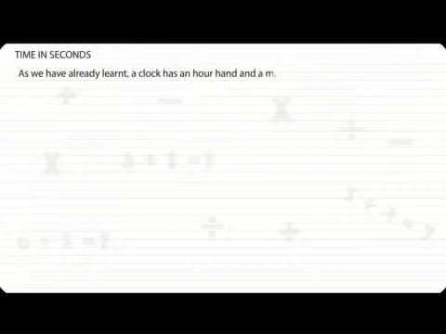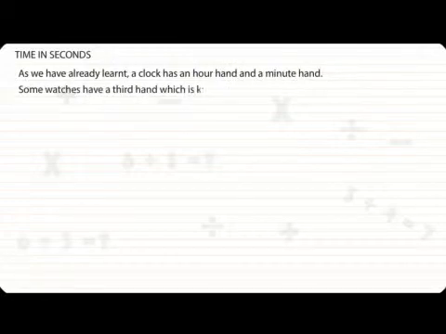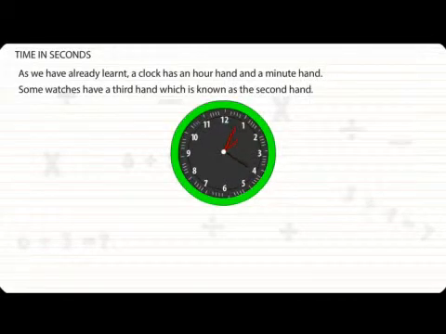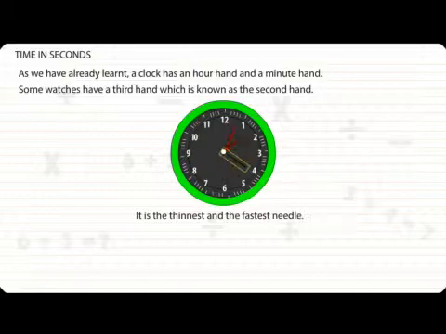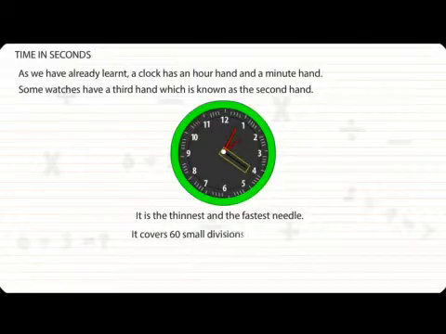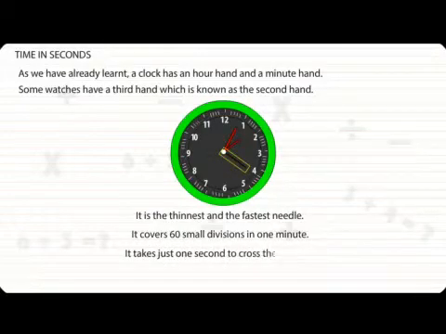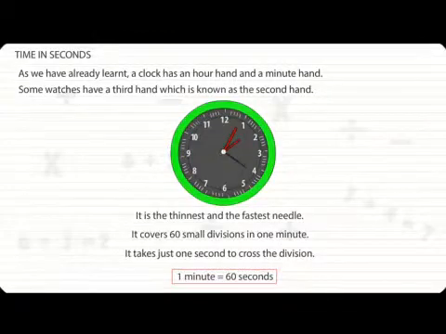Time in seconds. As we have already learned, a clock has an hour hand and a minute hand. Some watches have a third hand, which is known as the second hand. It is the thinnest and the fastest needle. It covers 60 small divisions in 1 minute. It takes just 1 second to cross the division. 1 minute is equal to 60 seconds.